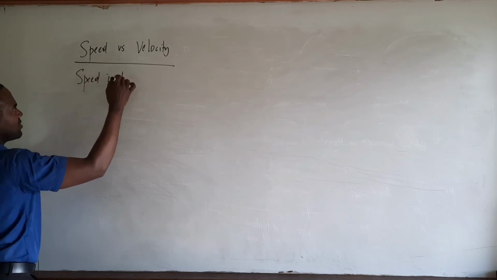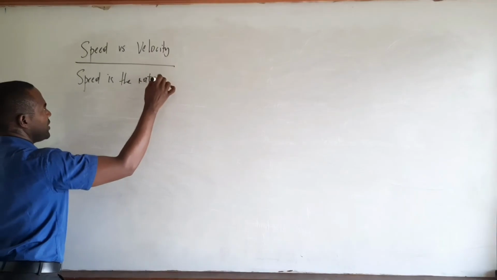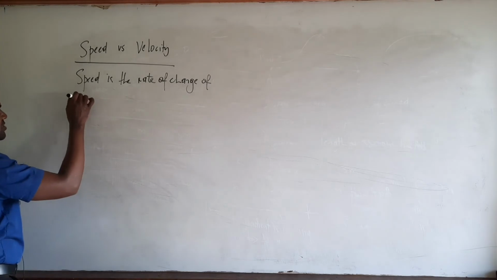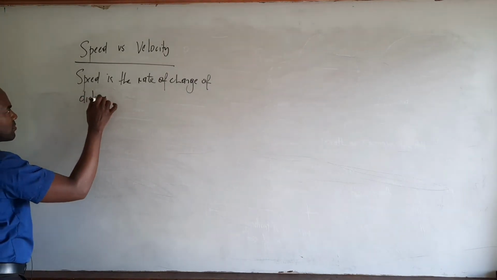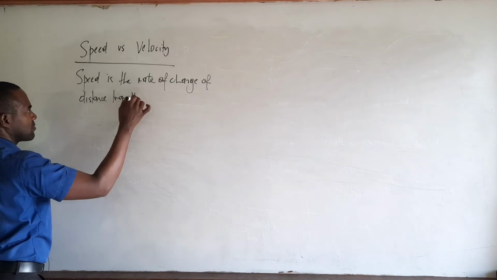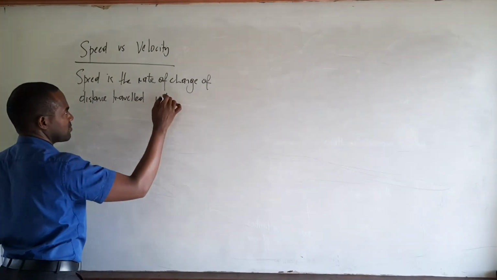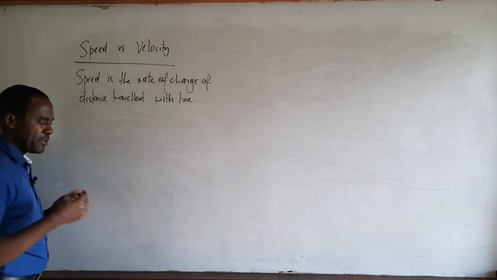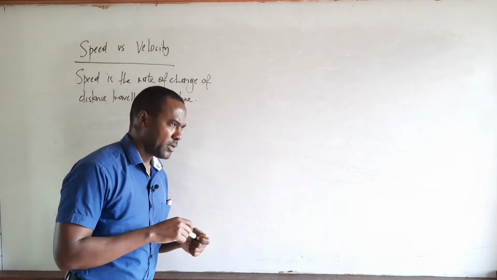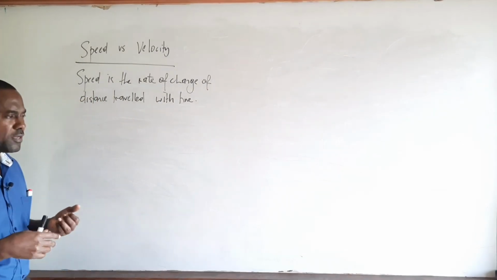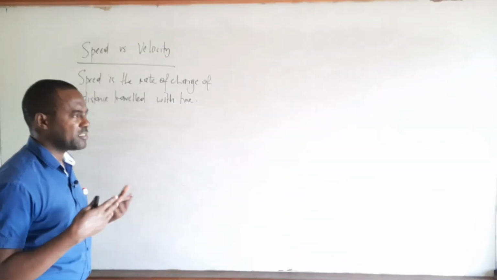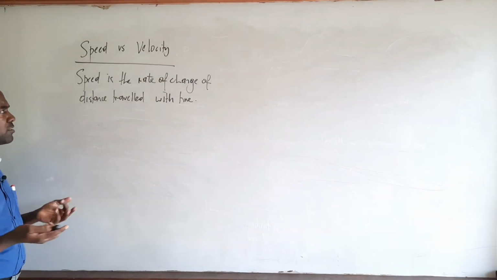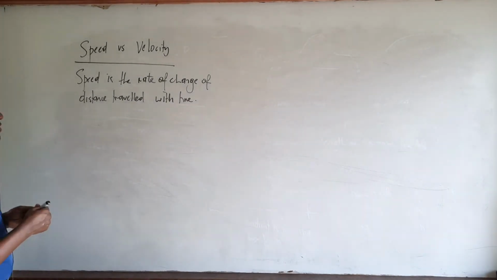So speed is defined as the rate of change of distance traveled with time. All right? So speed is the rate of change of distance traveled with time. In some books, you may see just the rate of change of distance, because by saying rate of change, they imply with time. But of course, if you see with time, it doesn't make it wrong.